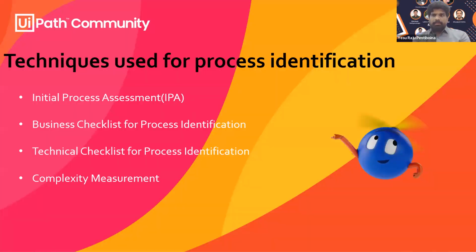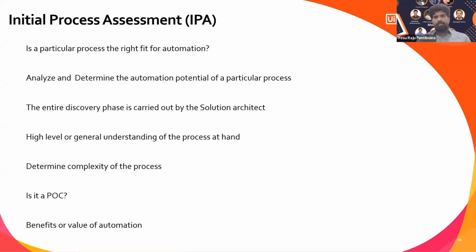So moving on to the next topic, techniques used for process identification. What are the main techniques we will use in order to take any process for automation? The solution architect will say this is a good candidate for automation. So the first one, initial process assessment, business checklist, technical checklist, and complexity measurement. How we will measure the complexity, we can see. And the first one, IPA, initial process assessment.